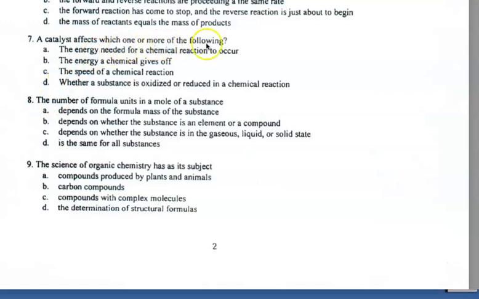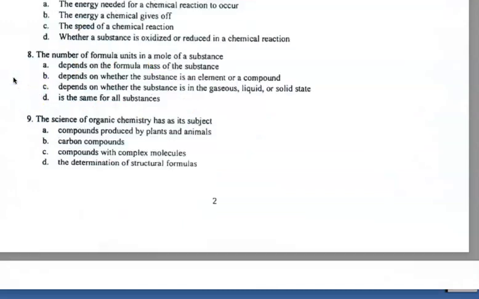Number 7, a catalyst activates which one or more of the following? The energy needed for a chemical reaction to occur, the energy a chemical gives off, the speed of a chemical reaction, whether a substance is oxidized or reduced. A catalyst affects the speed of the reaction.